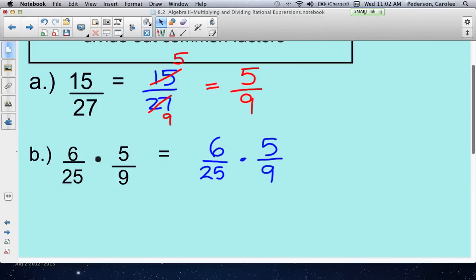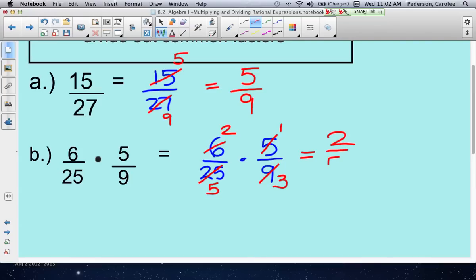Well, 25 and 5 have a factor of 5. So 25 divided by 5 is 5. 5 divided by 5 is 1. And then 6 and 9 can both divide by 3. So this becomes 2, this becomes 3. Now I'm just going to rewrite what we have. 2 over 5, 1 over 3. You don't have to do that step, but sometimes this is nice, you don't get anything to be lost.